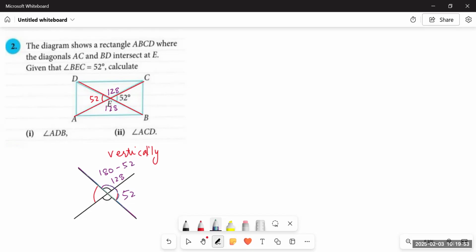Okay, so what have we learned? That when two lines meet at a point, they make two sets of vertically opposite angles which are equal to each other, right?